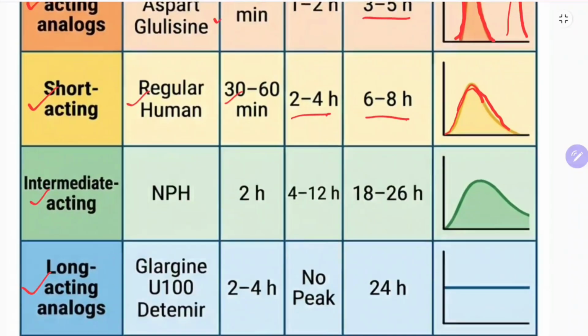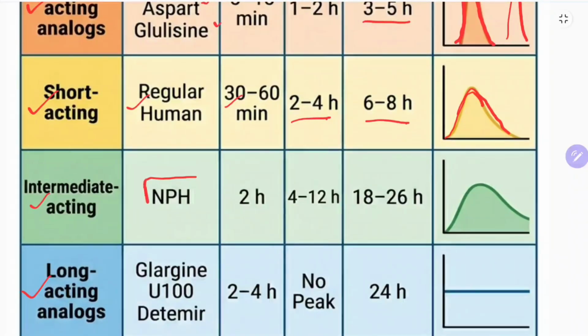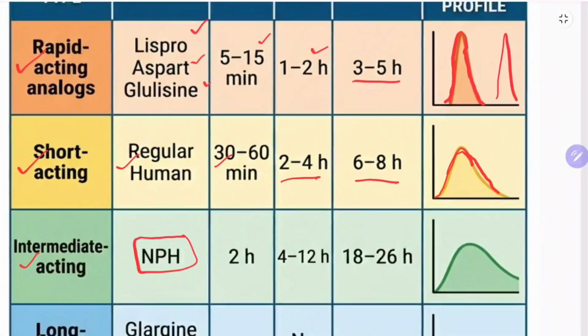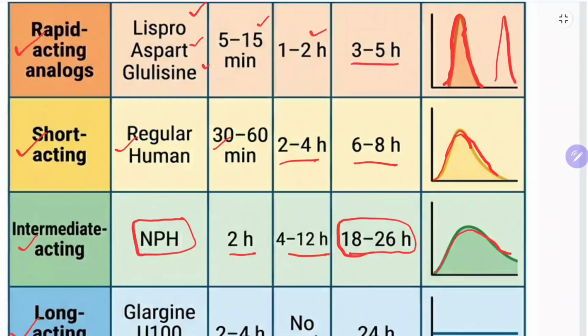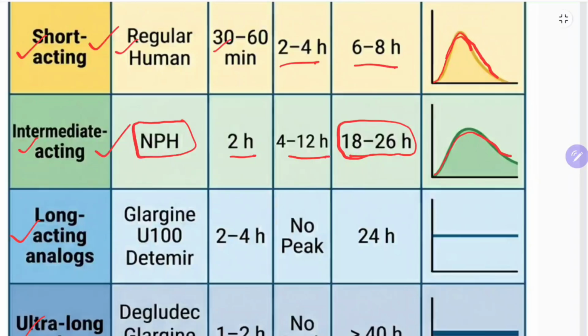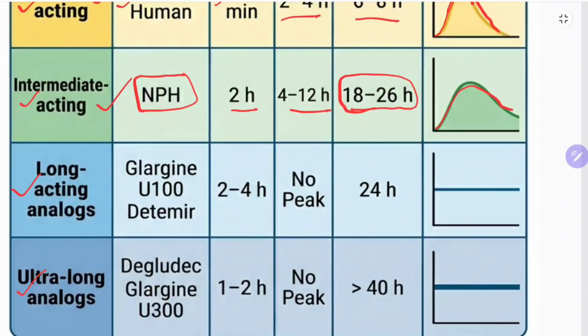Intermediate acting insulin example is NPH, neutral protamine Hagedorn insulin. This has a 2-hour onset, peak is 4 to 12 hours, and duration of action is 18 to 26 hours. So this is not used for your prandial insulin. This is used as a basal insulin, but this is not ideal. It is not an ideal basal, and not an ideal prandial. The ideal prandial is Lispro, Aspart, and Glulisine, and the ideal basal is the long acting or ultra long acting analogs.